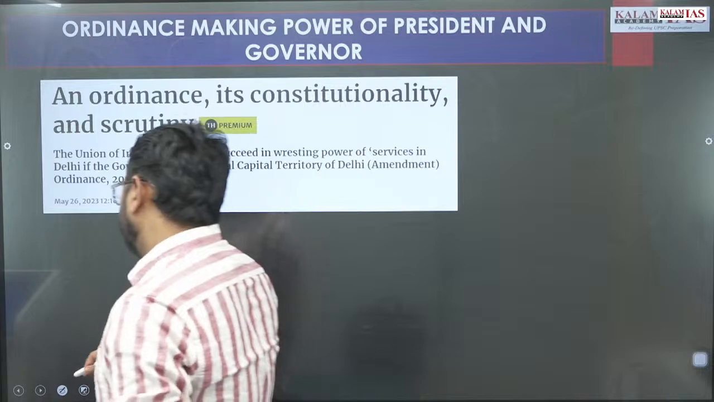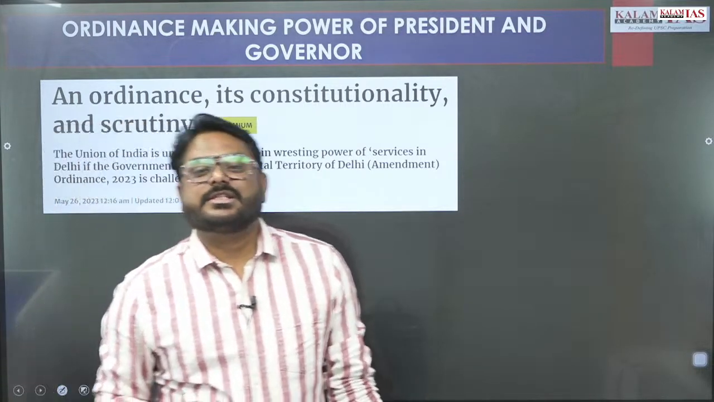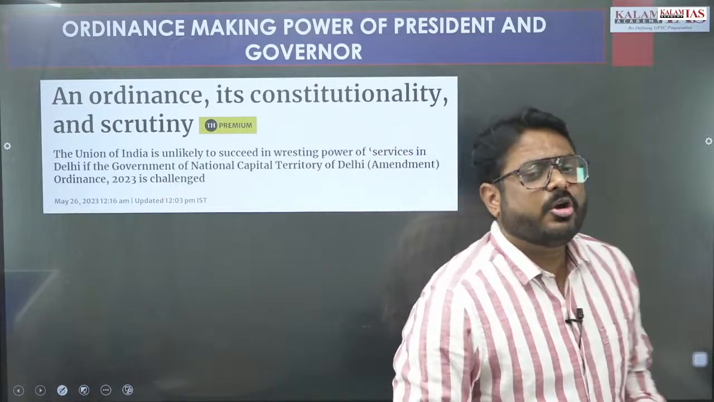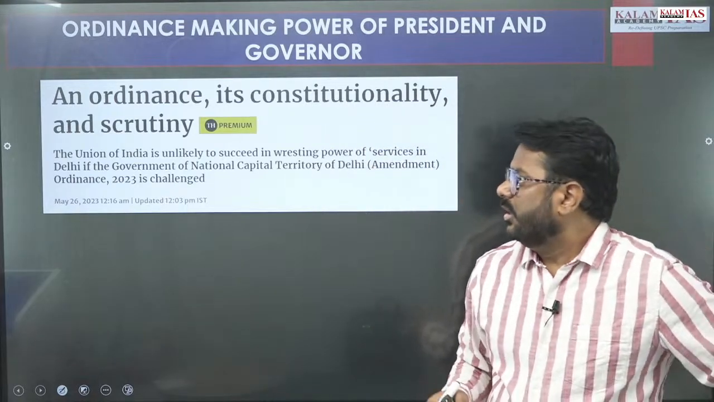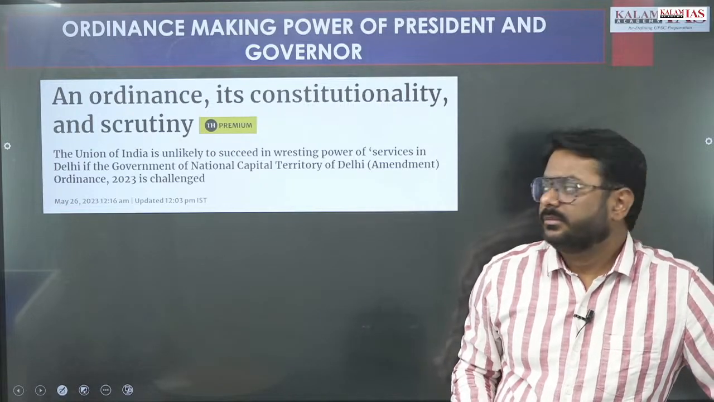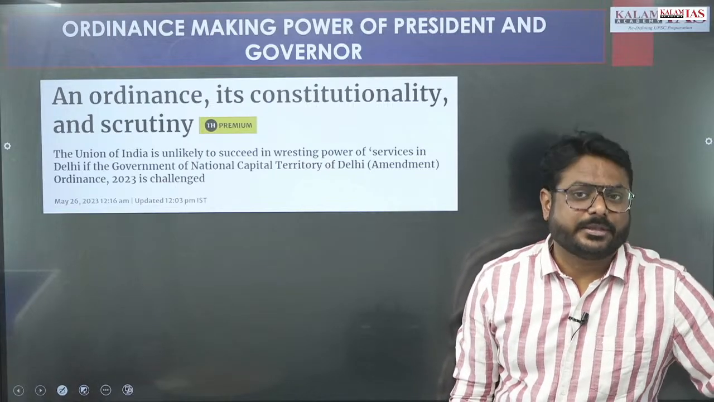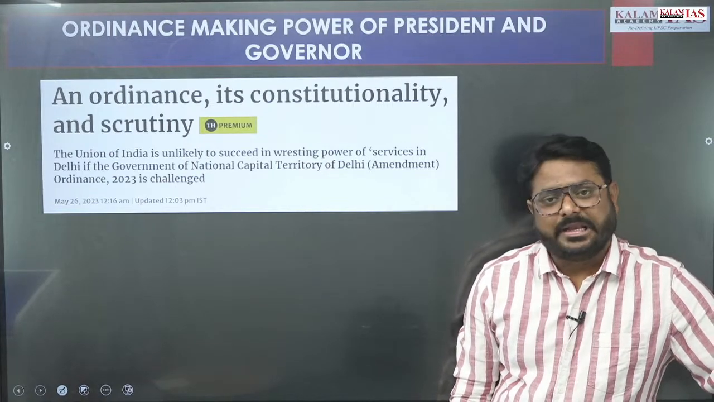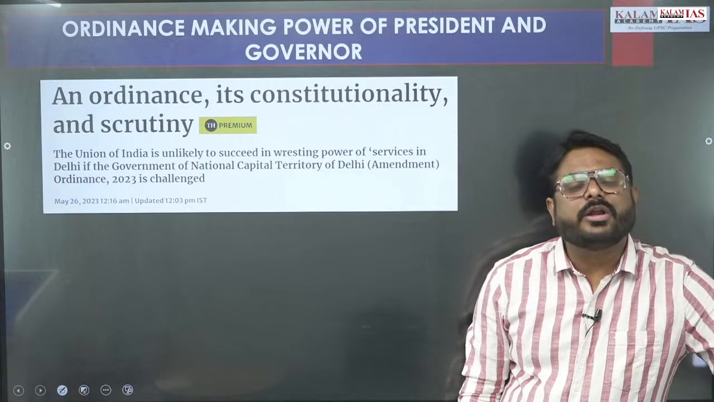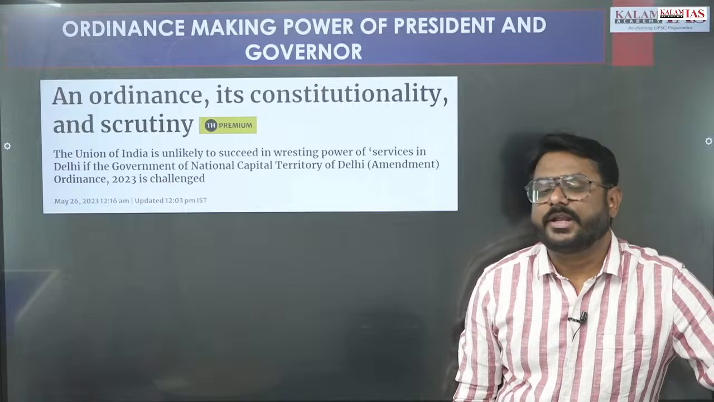Another thing which was in the news was the ordinance. अभी जो हमने देखा था ना, वो Government of National Capital Territory of Delhi Amendment, ये ordinance के थ्रू लाया गया था, right? So what is this ordinance, and who can issue this ordinance?